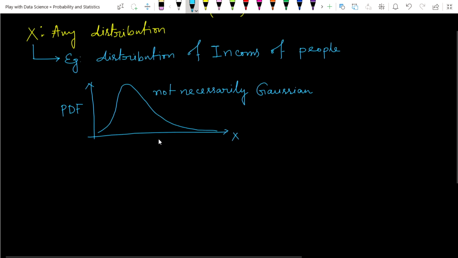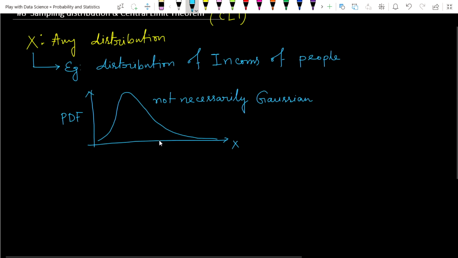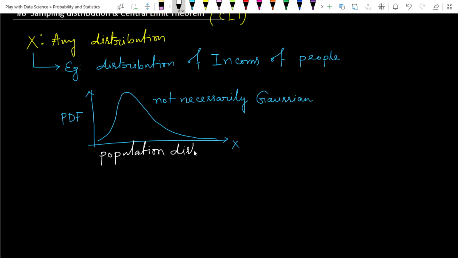Now, the first thing we have to do from this distribution is collect samples. In one of our previous lectures we showed how to collect samples from a population. What we must remember is that this distribution is the population distribution of the random variable X.